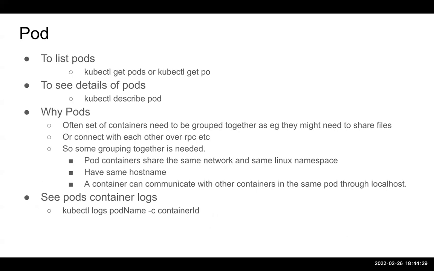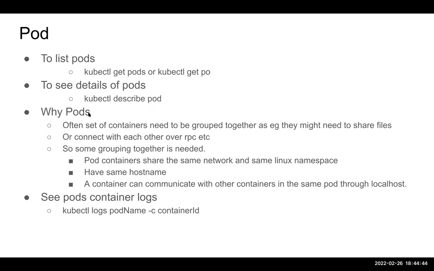And now if you want to list the pods, this command you will be using quite frequently: kubectl get pods, or the short abbreviation of this, kubectl get po. If you want to see details of the pods, you use kubectl describe pod.